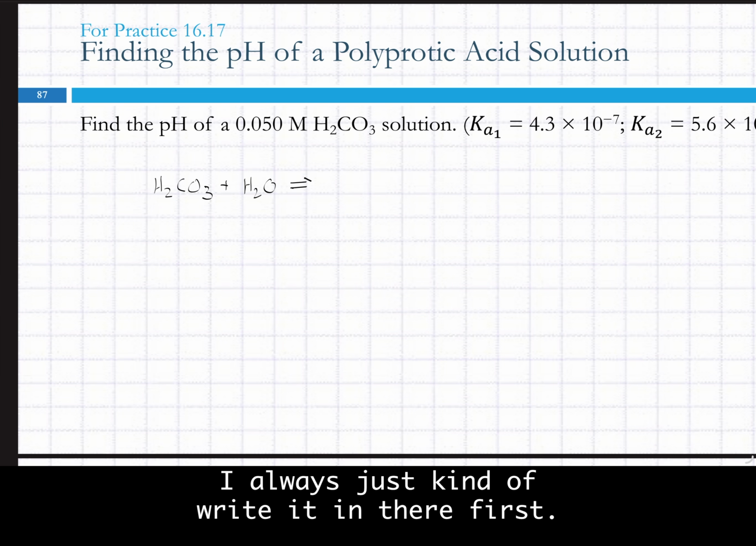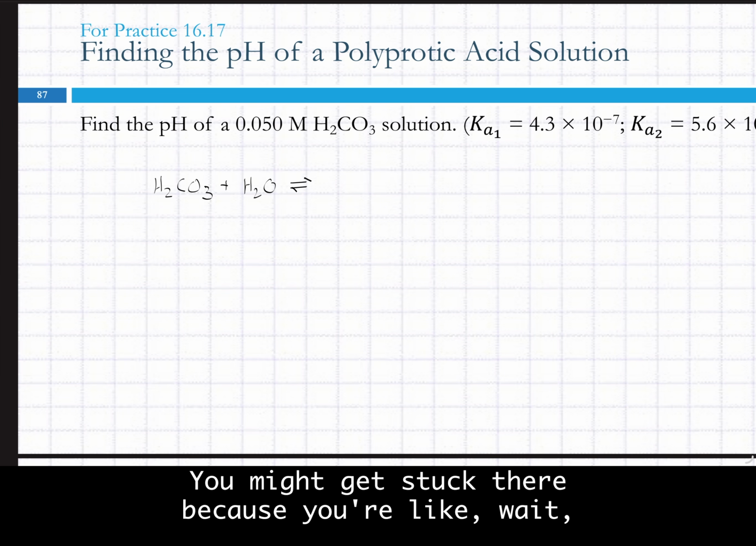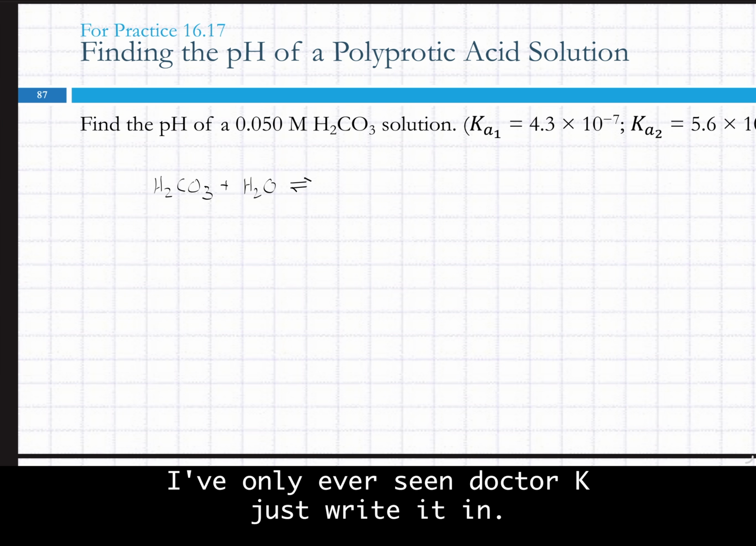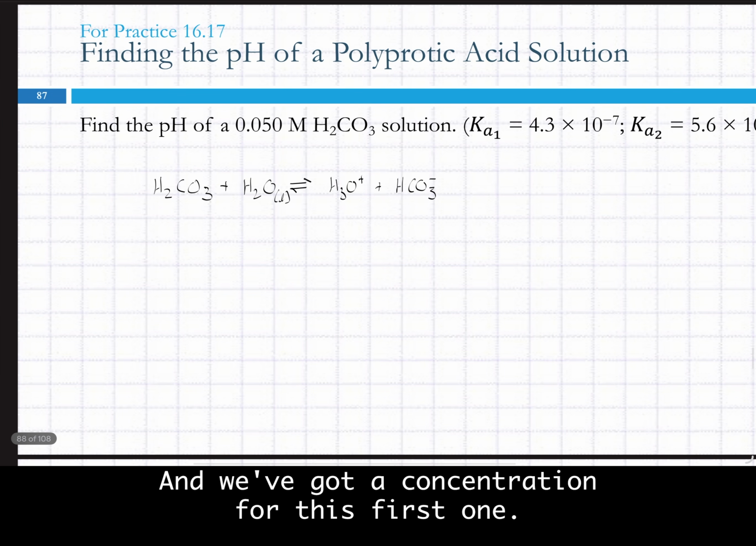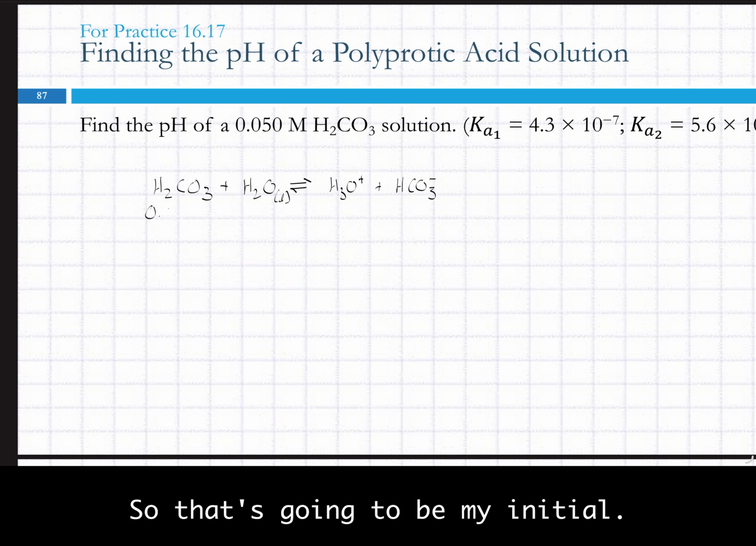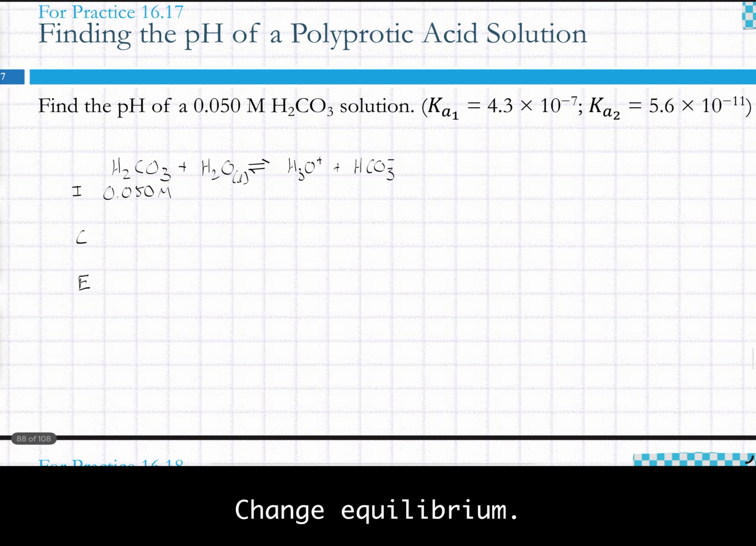I always just kind of write it in there first, and this is one of those examples of doing the problem ahead of time. You might get stuck there because you're like, wait, what actually do I put here? It's easy to copy. So you've got H3O plus and HCO3 minus, liquid. And we've got a concentration for this first one, so that's going to be my initial. Change, equilibrium.